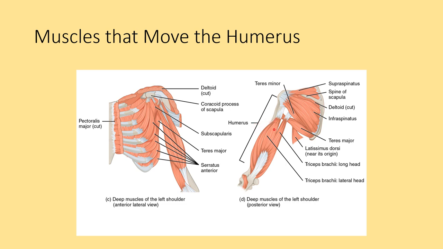If we look, here is the triceps brachii. Triceps meaning it has 3 heads. You're seeing just a portion of the latissimus dorsi here. Here's the teres major, infraspinatus, a little bit of the deltoid there. Supraspinatus is here. The teres minor is smaller right here. Once again, teres minor is smaller than the teres major.